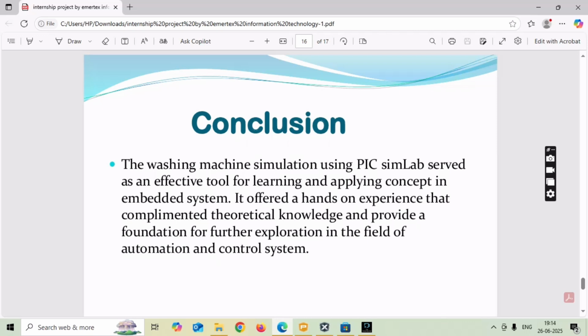Now the conclusion part. In the conclusion, I want to say that the washing machine simulation using PIC Simulab served as an effective tool for learning and applying concepts in embedded systems. It offered a hands-on experience that complemented theoretical knowledge and provided a foundation for further exploration in the field of automation and control systems.